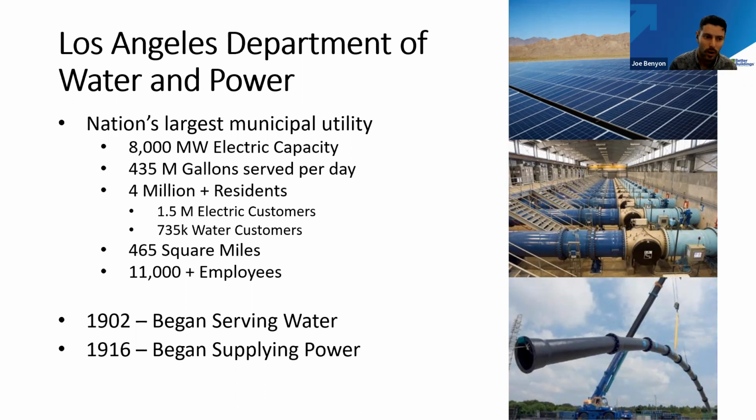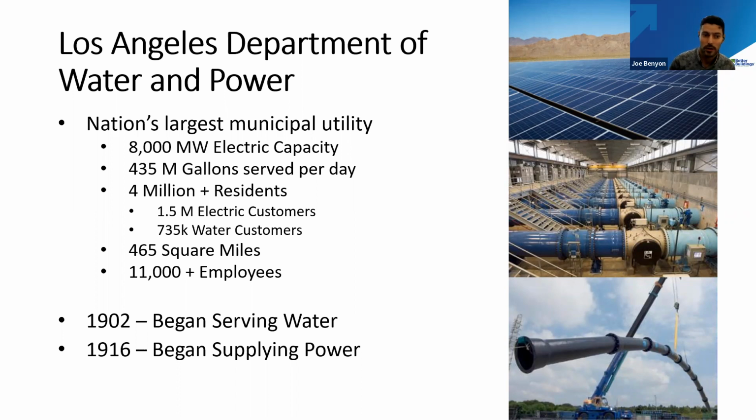And so we provide water and power services to over 4 million residences and businesses in the city of Los Angeles. We have over 8,000 megawatt electric capacity on our power side. And on our water side, we supply 435 million gallons of water to customers each and every day. Our service territory is the entire city of Los Angeles, which spans approximately 465 square miles. And to provide water and power to all those people and to the businesses, we employ over 11,000 people.